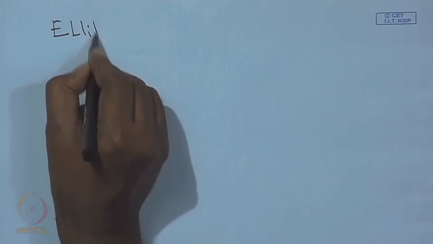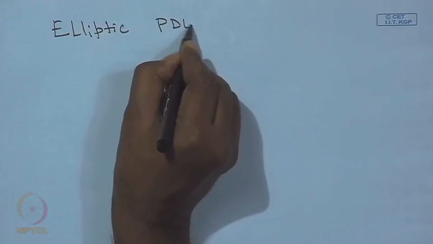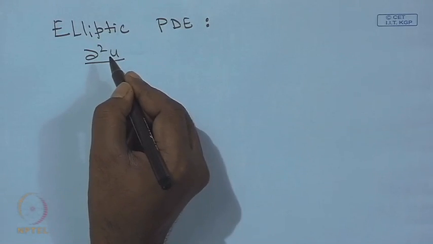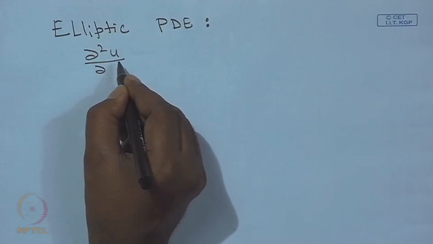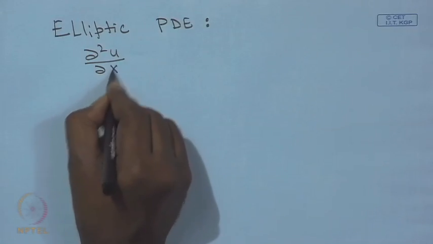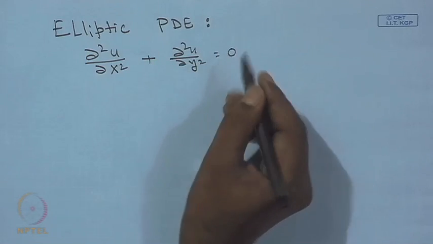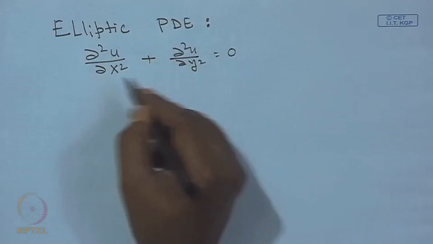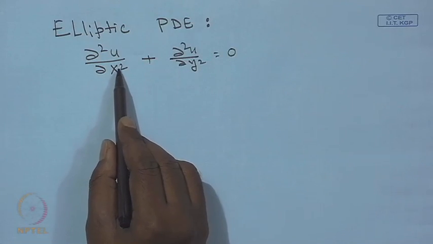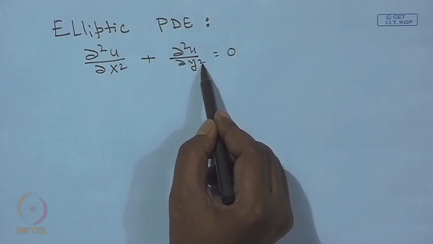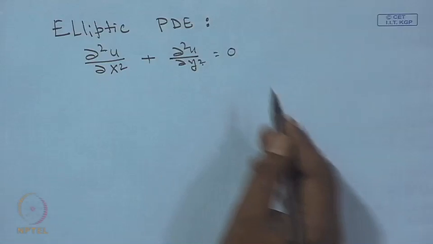Next, we will be taking up an example of an elliptic partial differential equation, elliptic PDE, and in this case we are writing the two dimensional Laplacian operator: del square u del x square plus del square u del y square is equal to 0. And in order to solve this problem, you must have two boundary conditions on x, because it is order 2 with respect to x, and two boundary conditions on y because it is order 2 with respect to y.